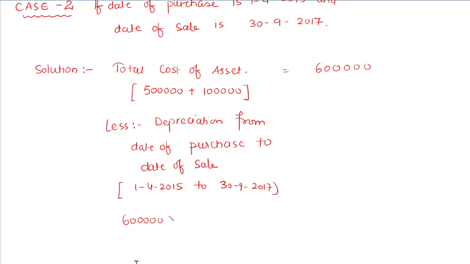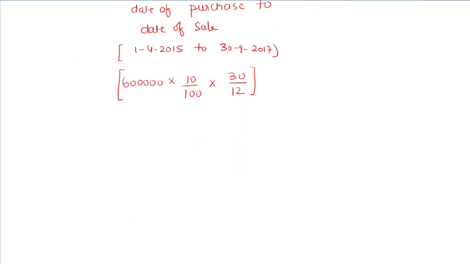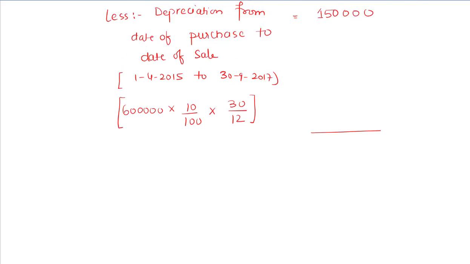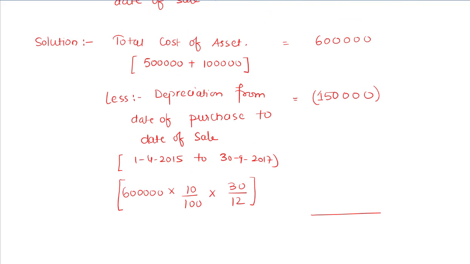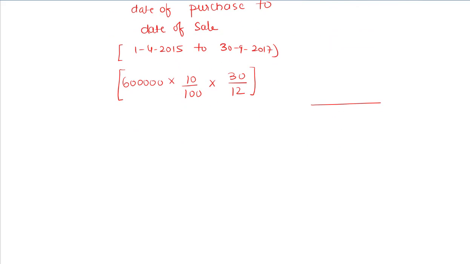6 lakh multiplied by 10%, multiplied by 30 by 12. So the depreciation amount is 1,50,000. 6 lakh minus 1,50,000 is 4,50,000.